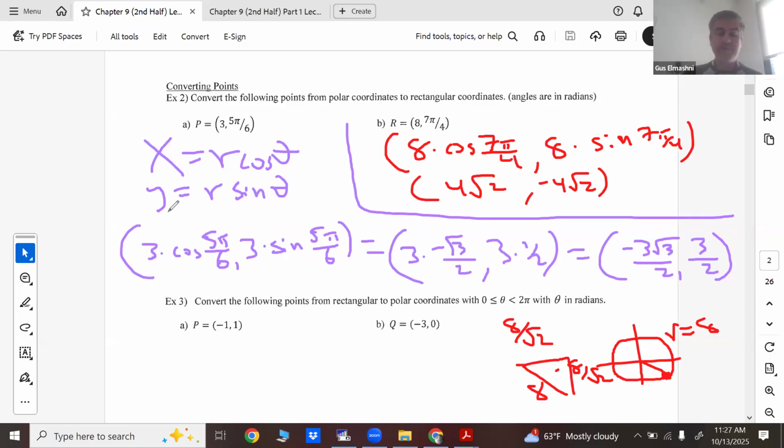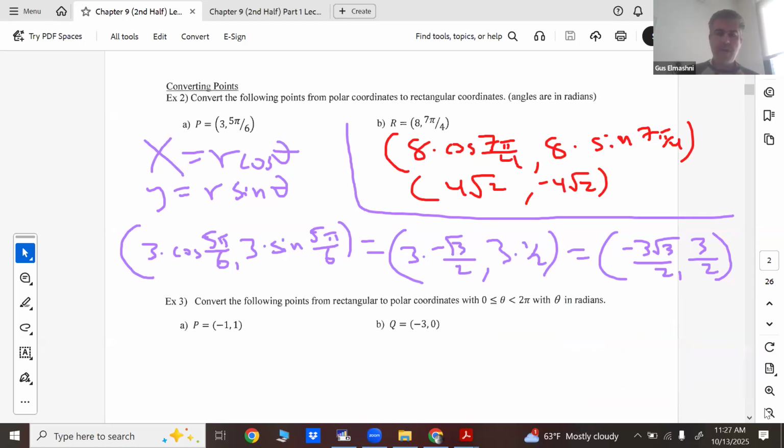Okay, to go the other way around, let me clear this over here. If you want to go from x, y to polar, if you think about it, -1, 1 is over here. -3, 0 is over here. What's going to be your radius here for part A? √2. What's your radius going to be for part B? Yeah, just call it 3.